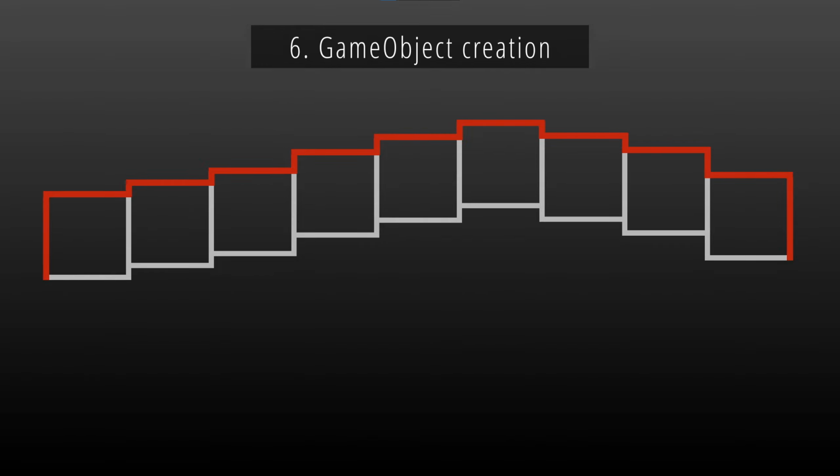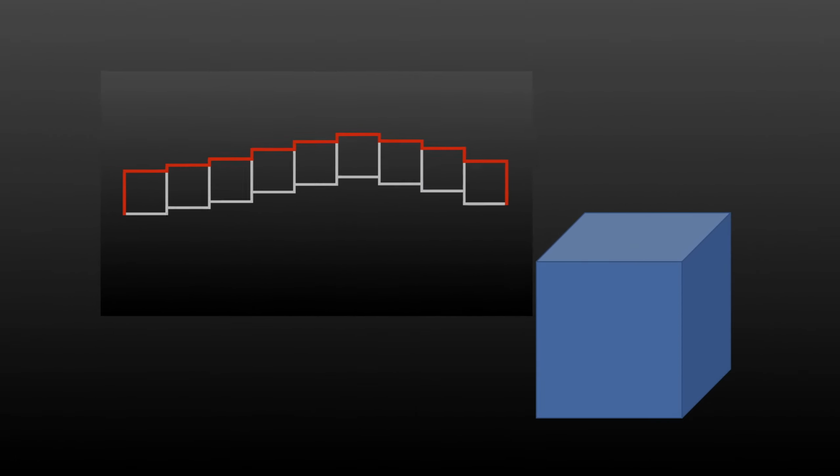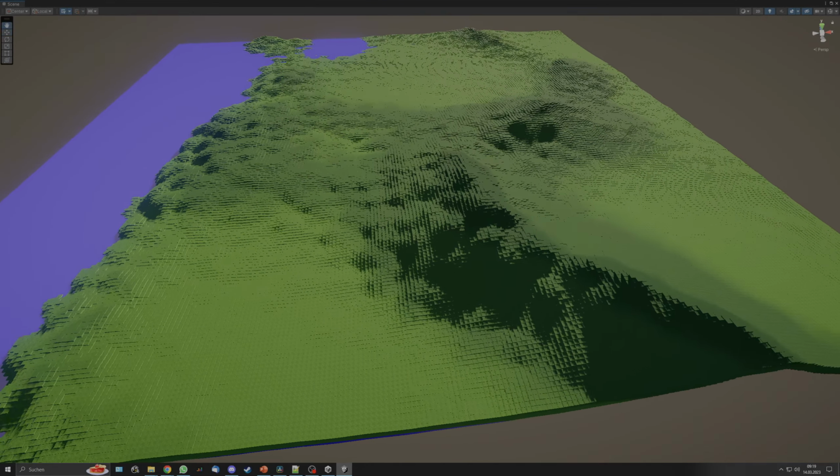6. In the final step, all generated data from the previous steps are applied to a traditional game object. This game object only is needed to render the world and to act as a target for the tile selection system. The result of all these steps looks like this.